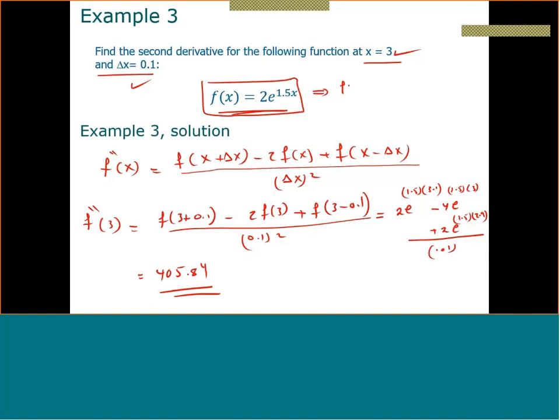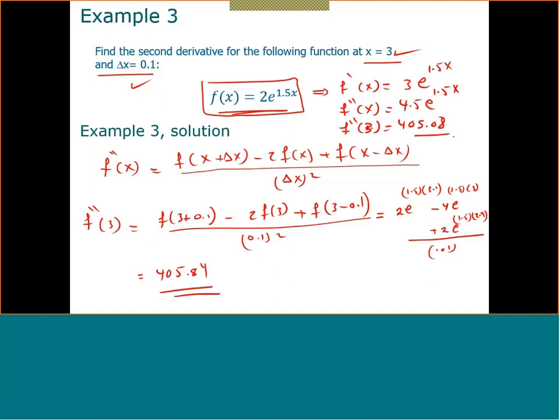Okay. Now, if you come here and you do the second derivative of this, f prime of x will equal 3 e to the 1.5 x. f double prime of x will equal 4.5 e to the 1.5 x. Now, f double prime at 3, this is the exact value, we'll get 405.08. So you see how close our approximation is to the actual value.